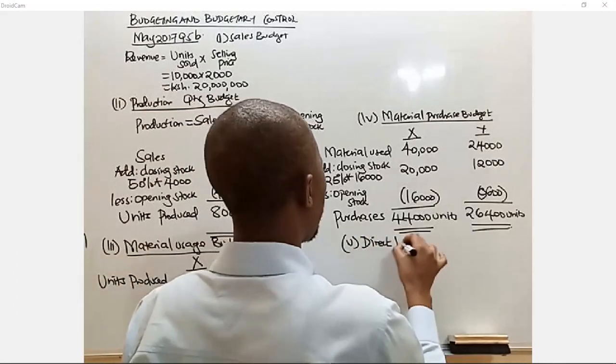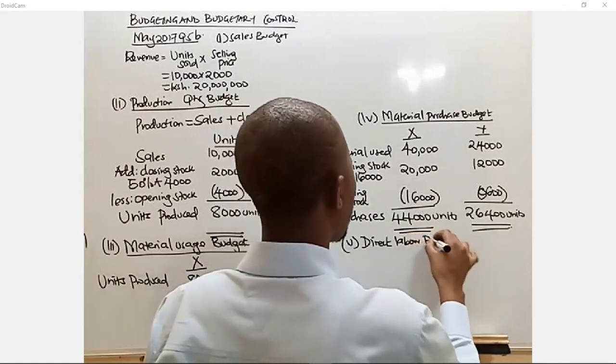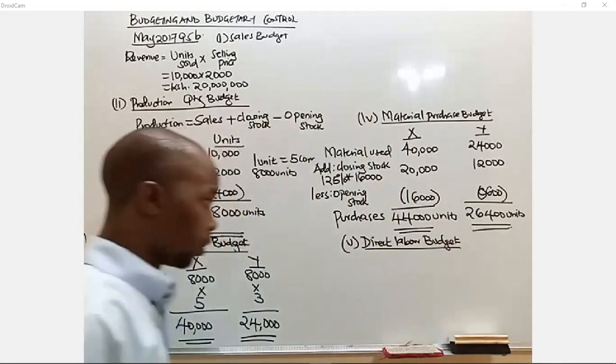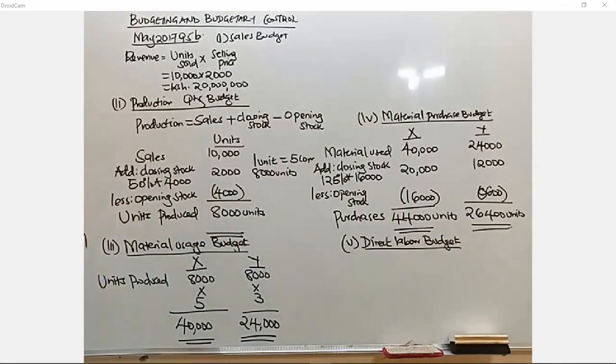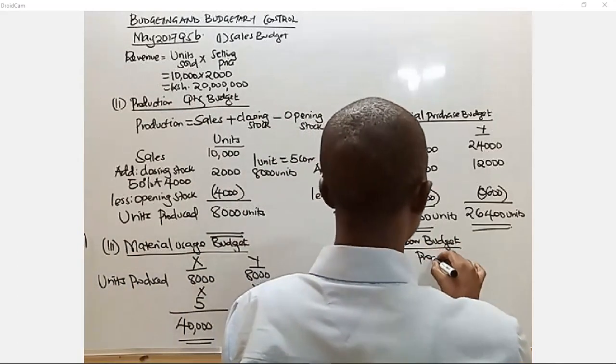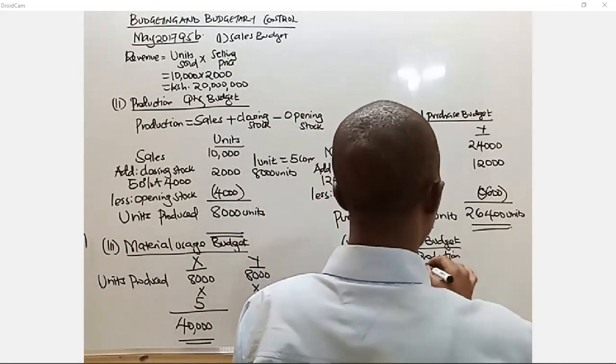Direct labor. The direct labor budget, right? Tunatumia hii labor kufanyia nini? Unakuja hapo unaniambia labor tunatumia during the production and when we are doing finishing.